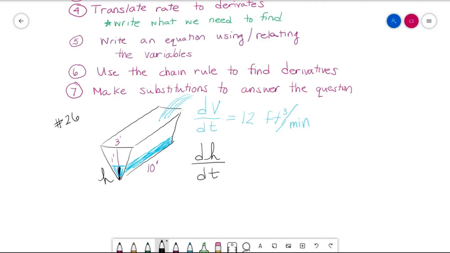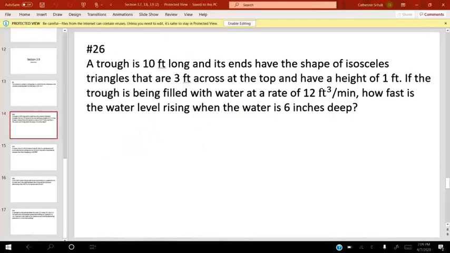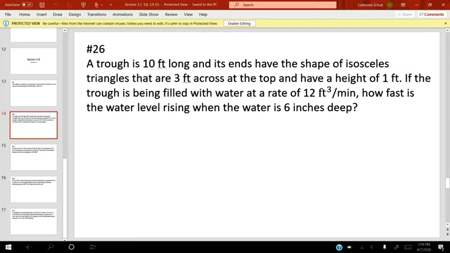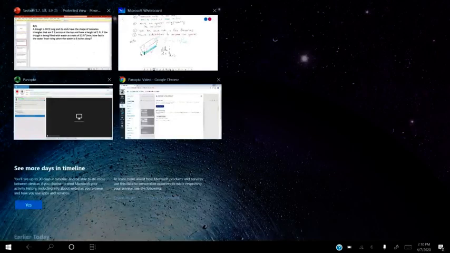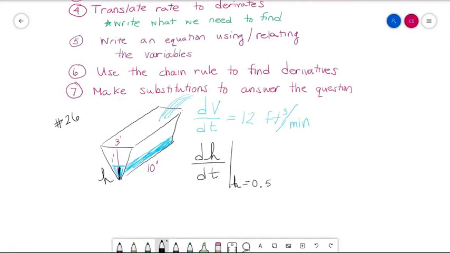Okay. So we want to know what's the change in the height of the water when H is, what did they say, 6 inches? But let's be careful because this is in terms of inches, but everything else we've been writing is in terms of feet. So how many feet is 6 inches? 6 over 12 is half. All right. So there we go.